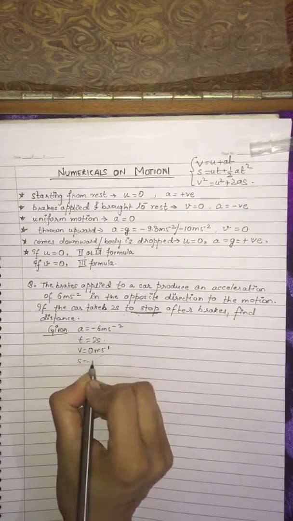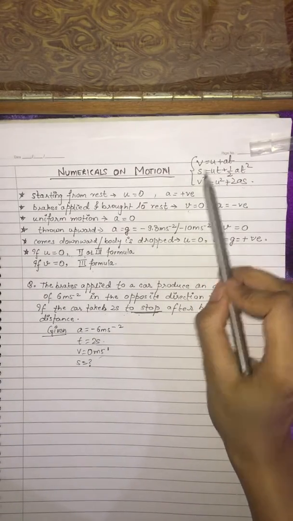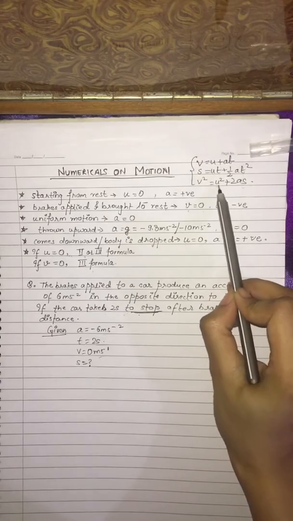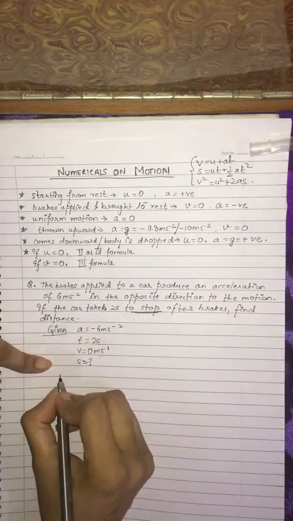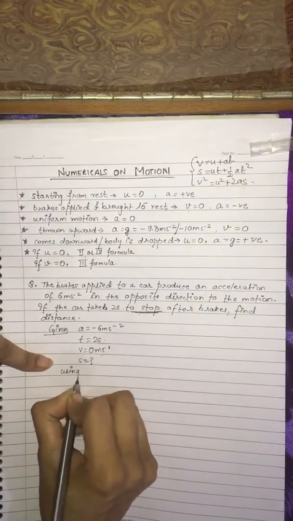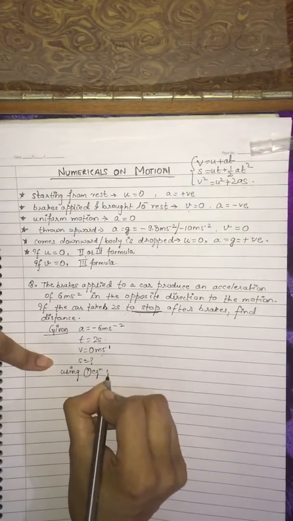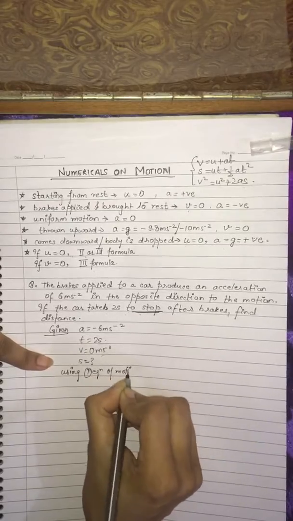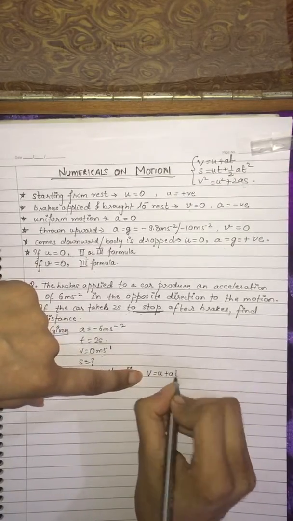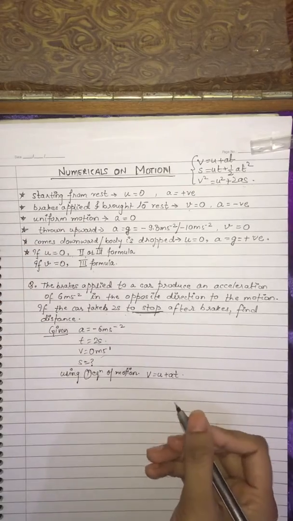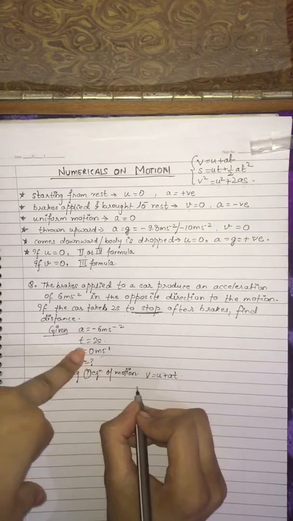Now we have to find the distance, but in order to find the distance, we must know the initial velocity. Either we will use this or we will use this. We must know about the initial velocity. So first we will use the first equation of motion. What is our first equation of motion? v is equal to u plus at. Fine. From this formula we can calculate the value of our initial velocity.